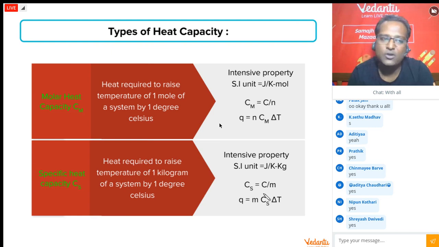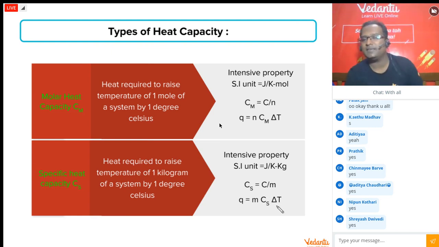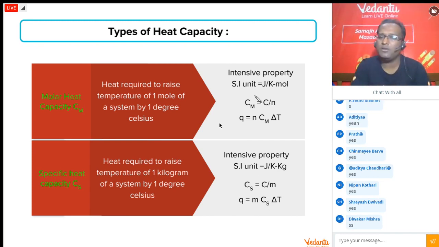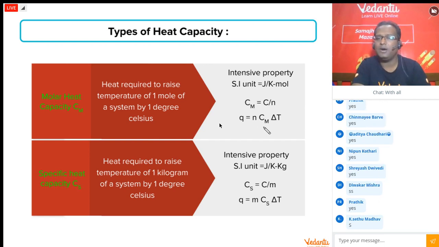So in physics, you will commonly use Q equal to mc delta T, mcs delta T, and for what you call chemistry, you will commonly use Q equal to nc delta T. Is this clear? Obviously, I can relate Cm and Cs. I can relate molar heat capacity and specific heat capacity by these two formulae that are given to me.